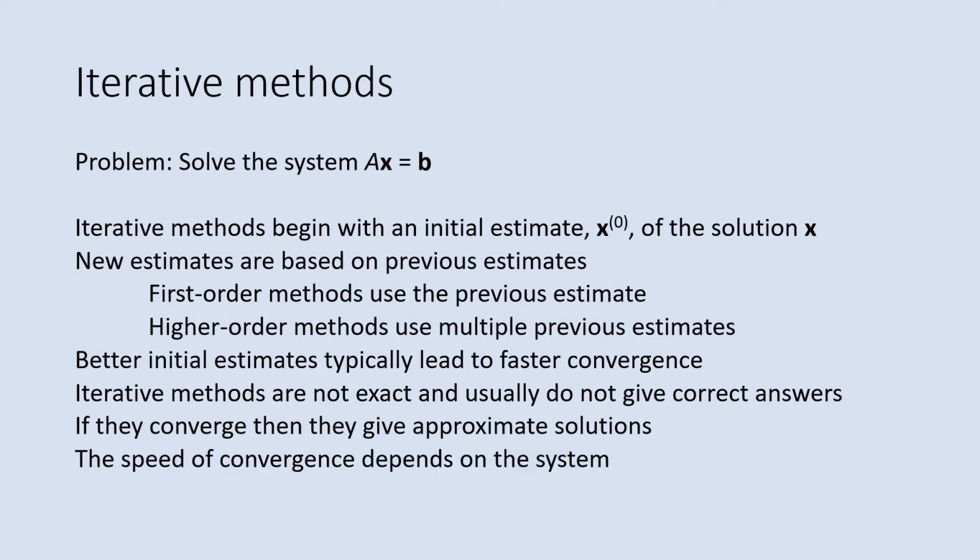So how fast we can get to an answer, even if the method converges, and even if it converges to the correct answer, the speed of this will depend on features, aspects, typically of the coefficient matrix A in this context.